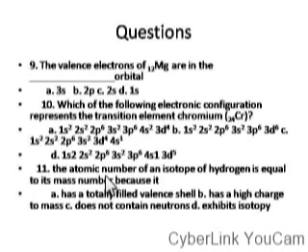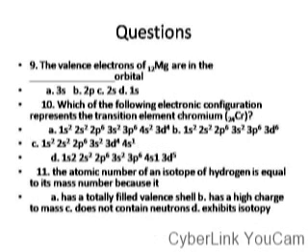Looking at question 11, the atomic number of an isotope of hydrogen is equal to its mass number, because, if the atomic number should be equal to the mass number, remember we said that mass number minus atomic number will give us the number of neutrons. So it means if the mass number is equal to the atomic number, there is no neutron, because mass number minus number of protons will give us 0. So it contains no neutron. That is option C, which is the correct answer. Next question is question 12.